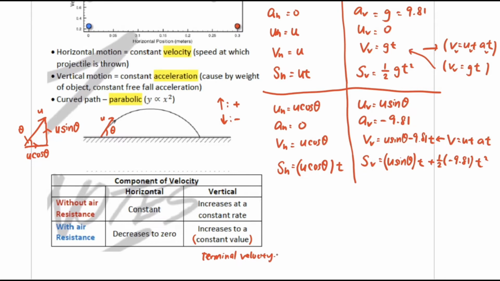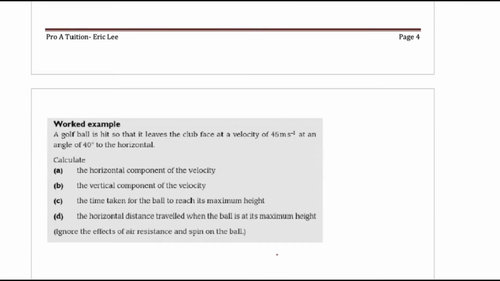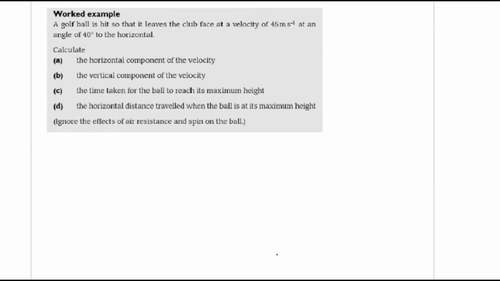Okay, so these are all about projectile motions. To practice this, let's take a look at the questions. We discussed this straight away. A golf ball is hit so that it leaves the club face at a velocity of 45 meters per second at an angle of 40 degrees to the horizontal. So that means it is going to be this kind of projectile motion.